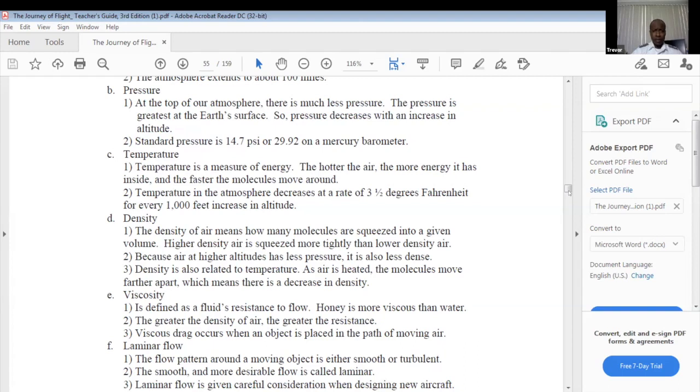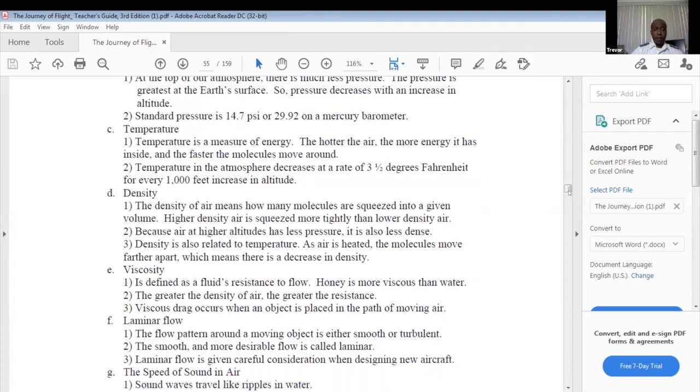Now, the standard lapse rate in our atmosphere is about 3.5 degrees Fahrenheit for every 1,000 feet. That means as you go up, the atmospheric temperature decreases 3.5 degrees per 1,000 feet.